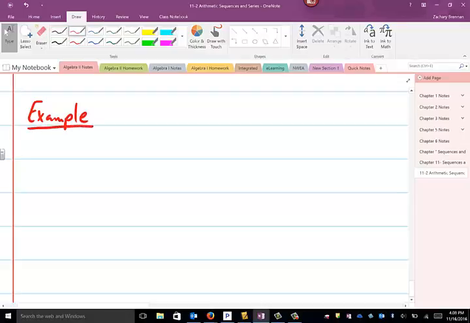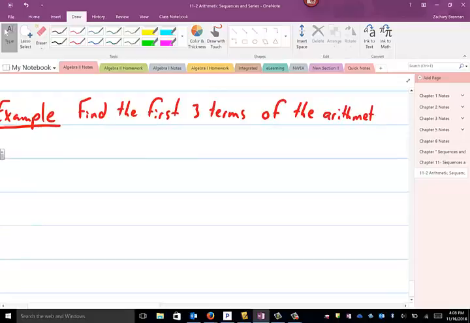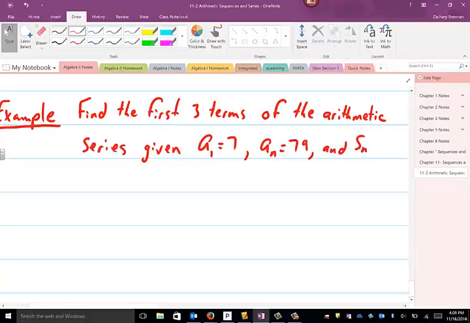This time it says find the first 3 terms of the arithmetic sequence. Oh, the arithmetic series. Given a sub 1 equals 7, a sub n equals 79, and s sub n equals 430.